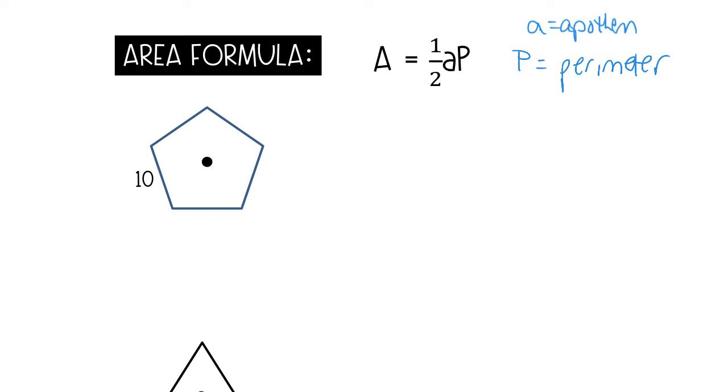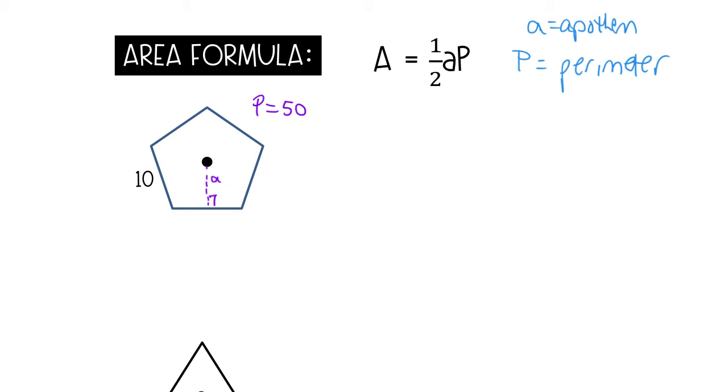We want to know the area of this pentagon. So we're going to need the length of the apothem and the perimeter. Well, the perimeter is just the sum of the sides. So that is 50 in this case. We want to know the length of the apothem. I don't know what it is. So we're going to draw the apothem here. That's a right angle. And we're going to call that little a.